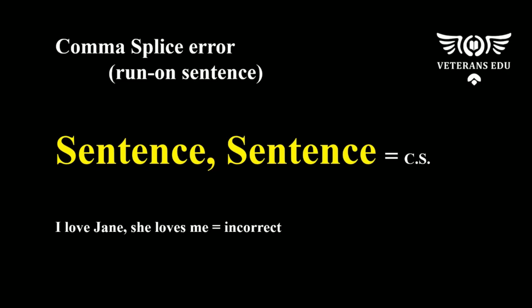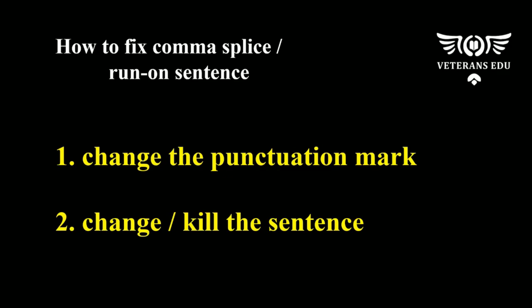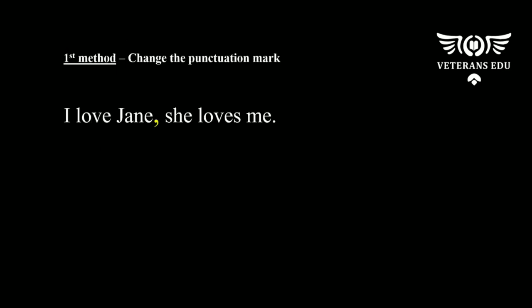Now, there are many ways of fixing a comma splice error, but it all comes down to two fundamental methods. The first method is to change the punctuation mark. If the comma splice error occurs because of a comma separating two different sentences, all you have to do is change the comma, and there are about 5 options. The first option is changing the comma to a period, like this. The second option is semicolon, which we'll discuss more in the videos to come. But for now, just consider semicolon equivalent to a period.